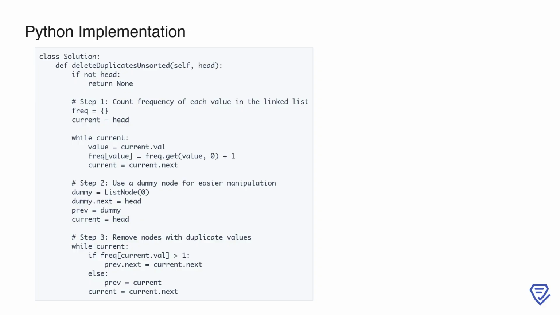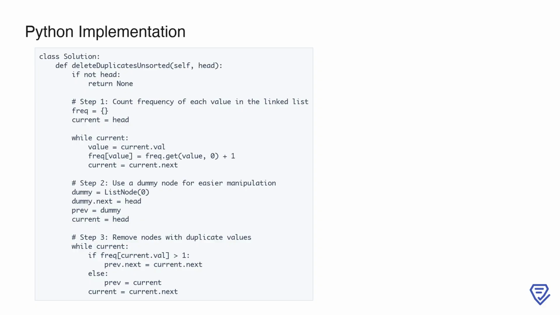Now, we begin removing nodes that have duplicate values. Using another while loop, we iterate through the list. For each node, we check its value in the frequency dictionary. If the frequency is greater than 1, that means it's a duplicate, so we skip the node by adjusting the next pointer of the previous node.